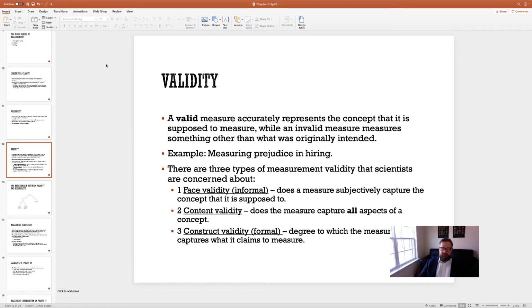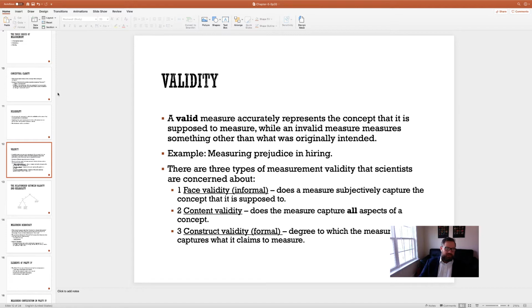And construct validity, finally, is the degree to which the measure captures what it claims to measure. That's similar to content validity, except that construct validity is a little bit more formal. When you ask whether something has construct validity, you're really asking, well, we set out to measure something at this level, so we set out to measure all of the aspects of democracy. What percentage of the aspects of democracy does our measure actually capture? That's what construct validity looks at.